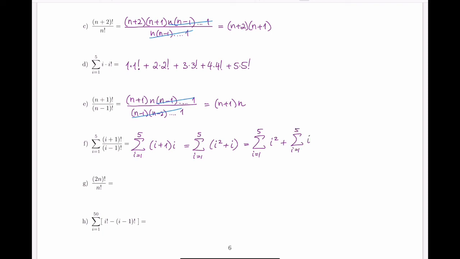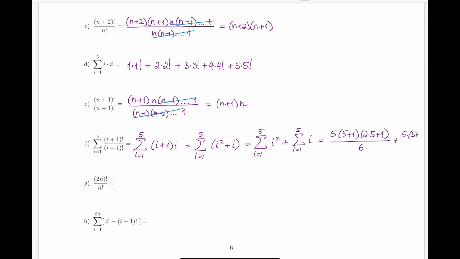Remember the formulas from a few pages ago? I'm not going to flip back. You should probably have those handy for future use. I will just simply write out the answer. The sum of squares formula tells me that I'm going to have n, which in this case is 5. That's my last term here. So 5 times 5 plus 1, 2 times 5 plus 1, all over 6, plus, and then the formula for simply the numbers is 5 times 5 plus 1, all over 2. And there we go. Again, this sum is small enough that if you just expanded it out, you could compute it without too many more operations than this.